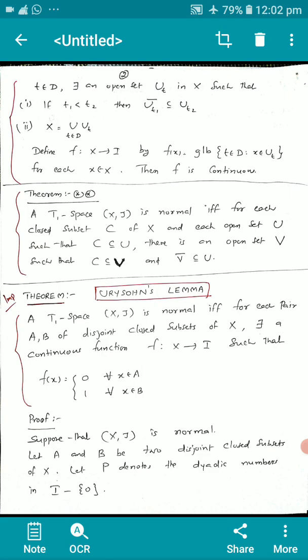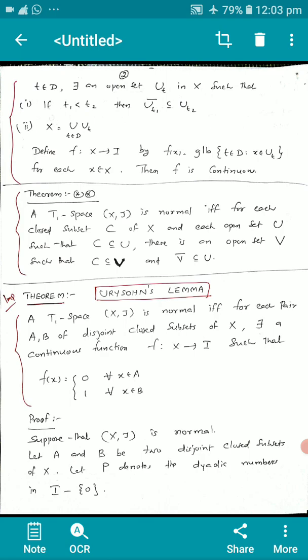Urysohn's lemma statement. A T1 space X is normal if and only if for each pair A, B of disjoint closed subsets of X, there exists a continuous function f from X to I such that f(x) equals 0 for all x in A and equals 1 for all x in B. That is, for all x in A, f(x) will be 0, and for all x in B, f(x) will be 1.